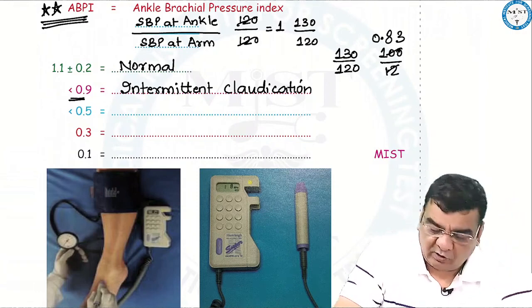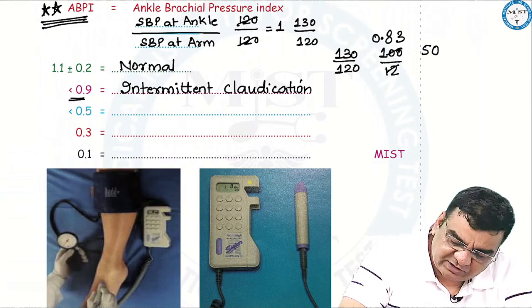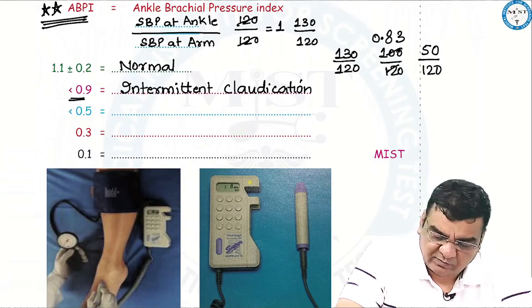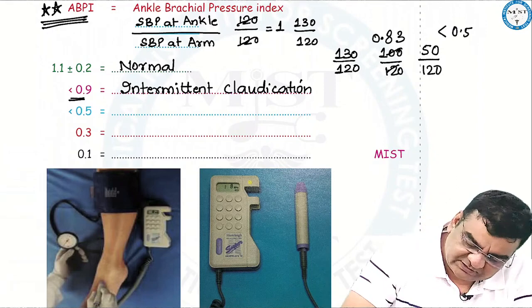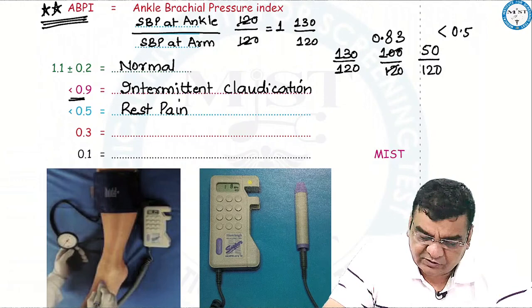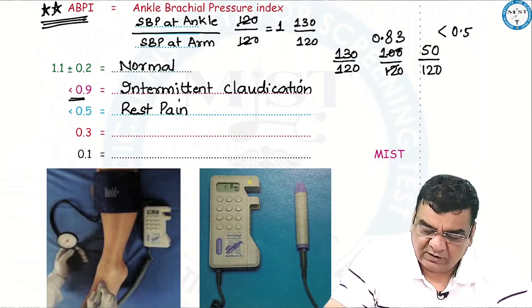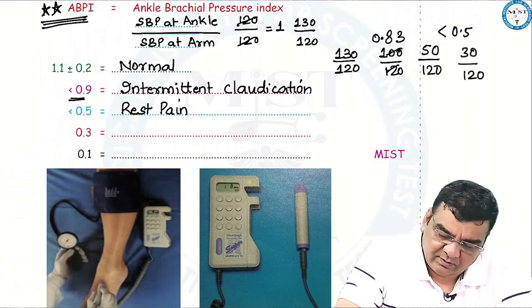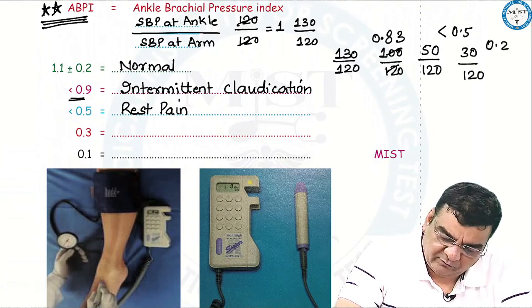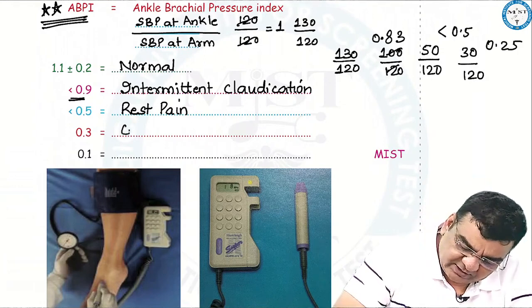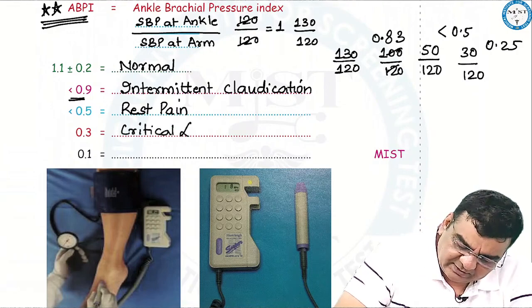But suppose the obstruction has increased to such an extent that the pressure has gone down to say 50 by 120, now this ratio would be less than 0.5. This indicates rest pain. That means now there is a moderate to severe traffic jam which is developing. If this ratio goes down further, for example, suppose this pressure goes down to 30, so the ratio is 0.25 or somewhere around this. Then we say critical limb ischemia.